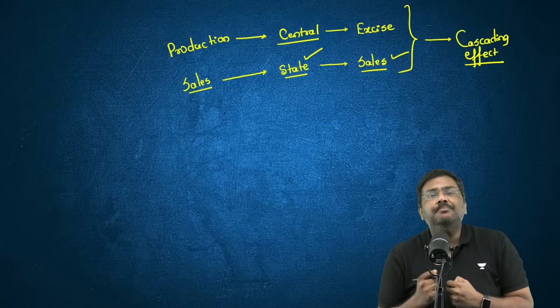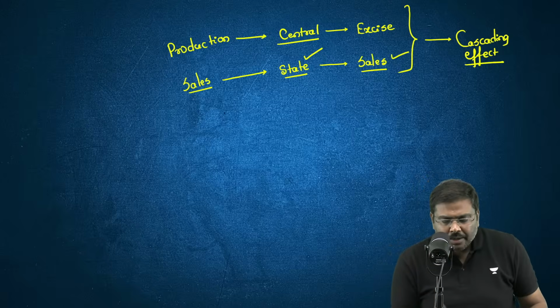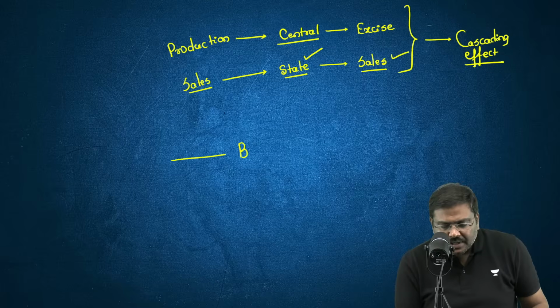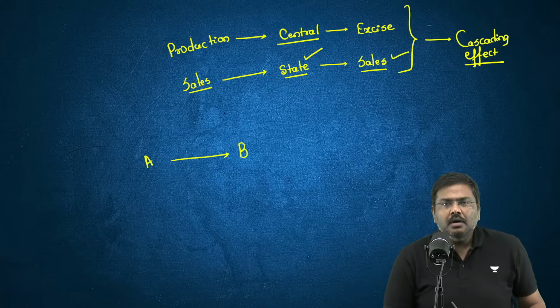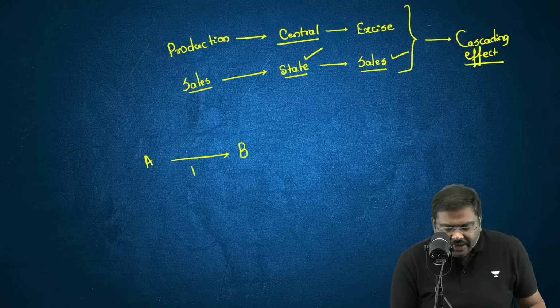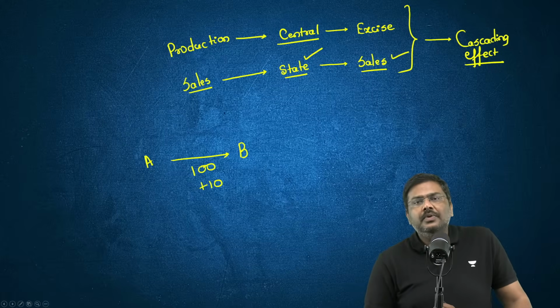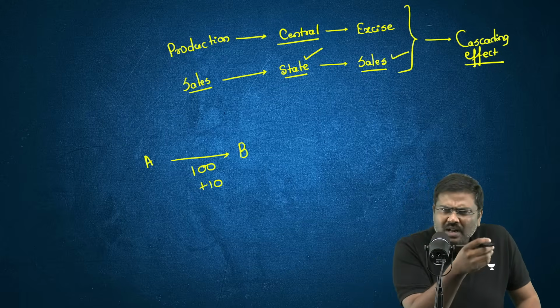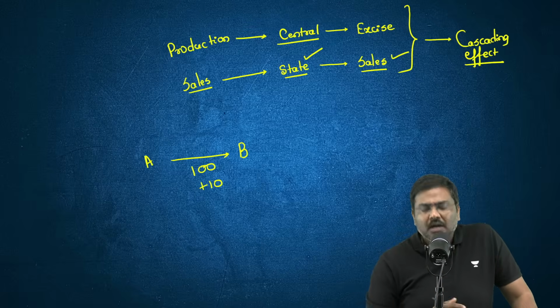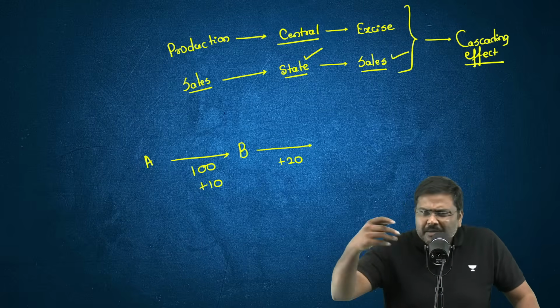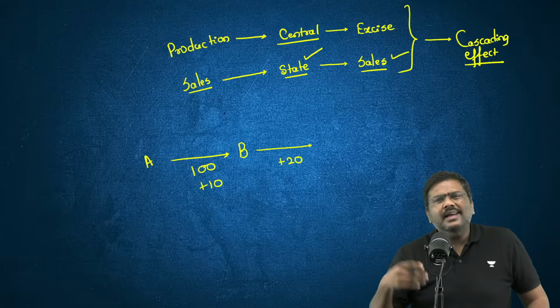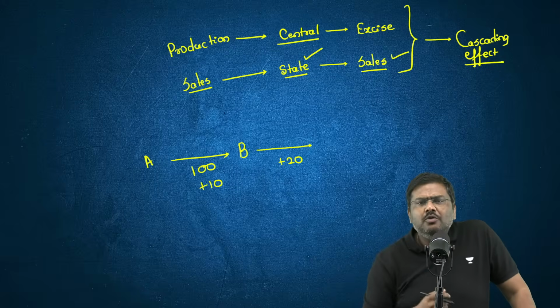Sir, how is that possible? Let's assume we purchase certain inputs or raw material from A. A will charge 100 rupees, and on this a tax of 10 rupees would be imposed. So B would have paid how much? Total 110 rupees. Now B will add a value of 20 rupees, that is labor, profitability, etc.